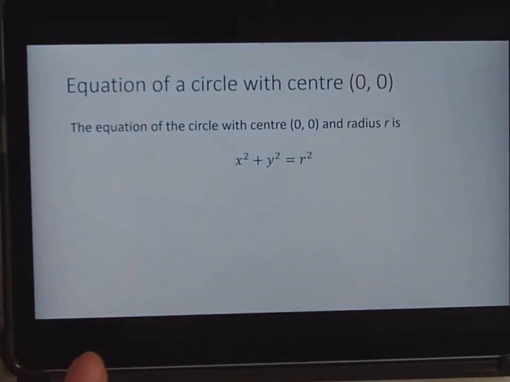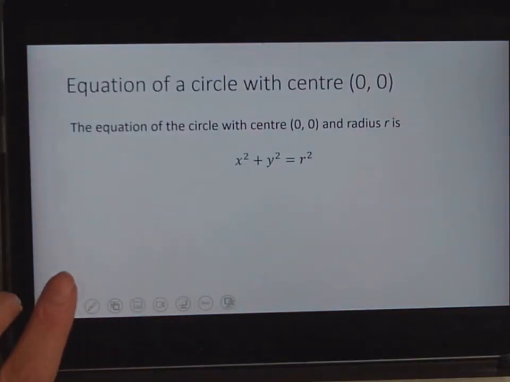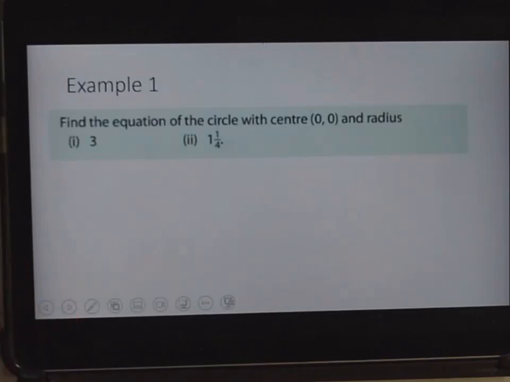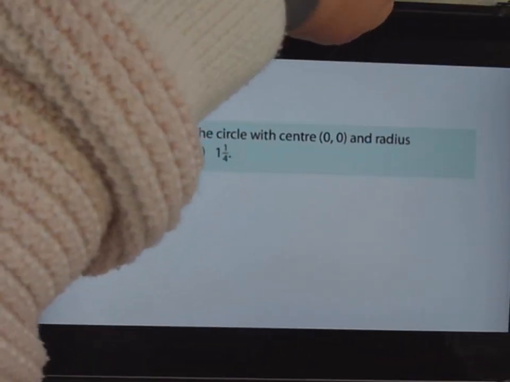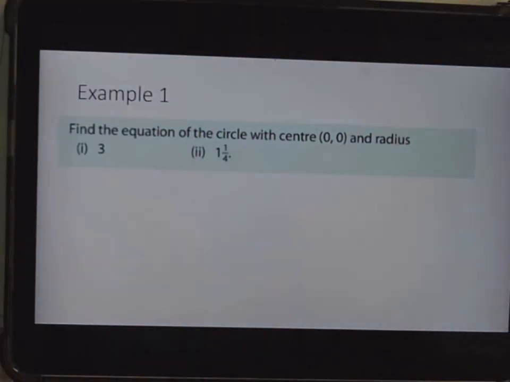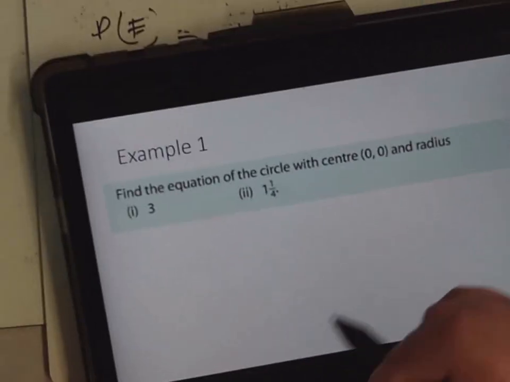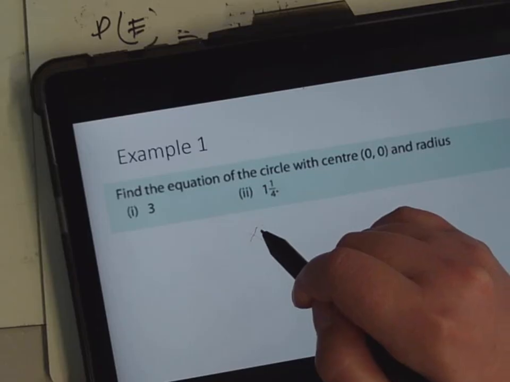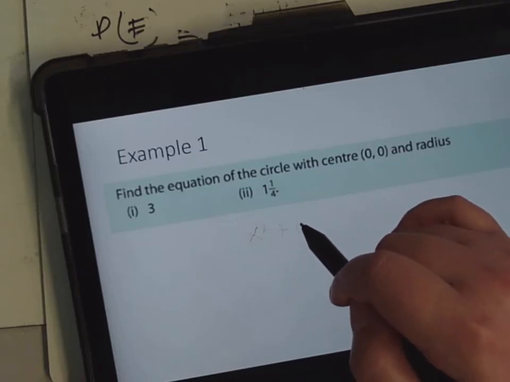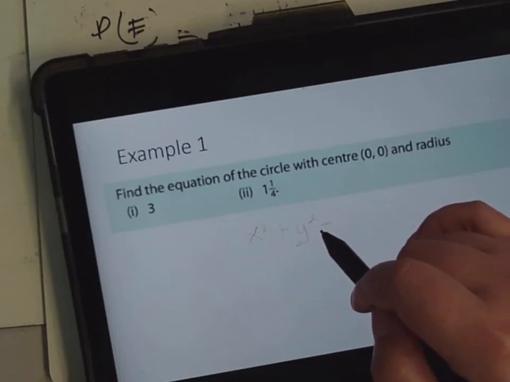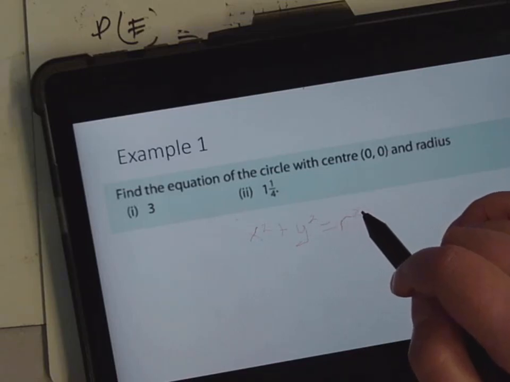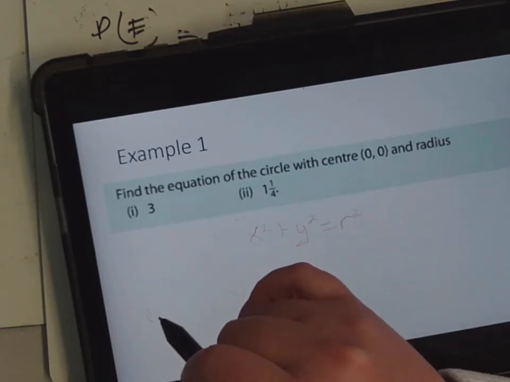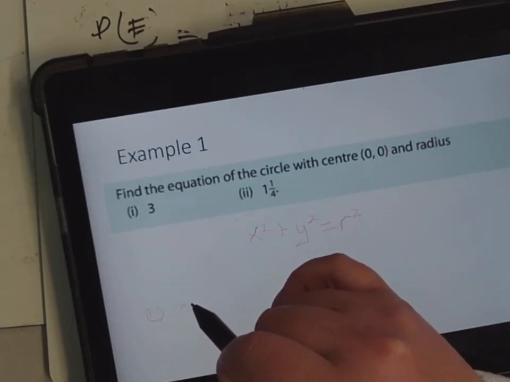So, equation of a line with a circle, okay. Example: find the equation of a circle with centre (0, 0) and radius 3. They all have centre (0, 0), so that means they all have x squared plus y squared equals r squared. Same formula for the two of them. So part 1 is x squared plus y squared equals 3 squared.